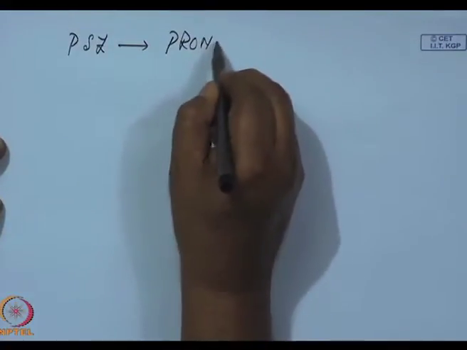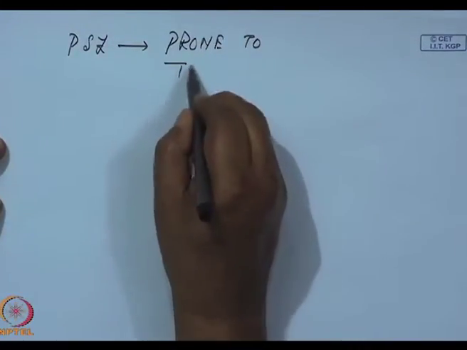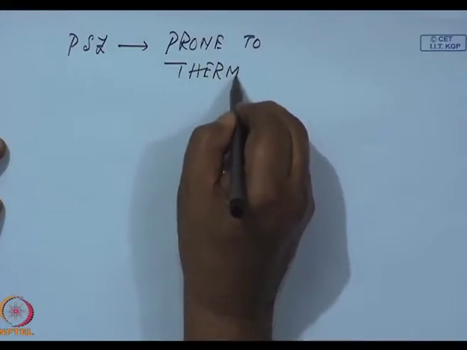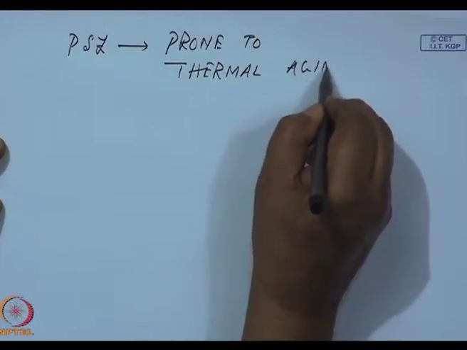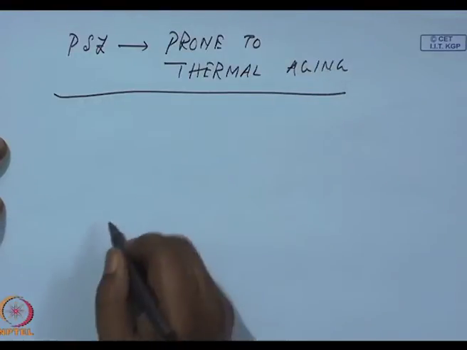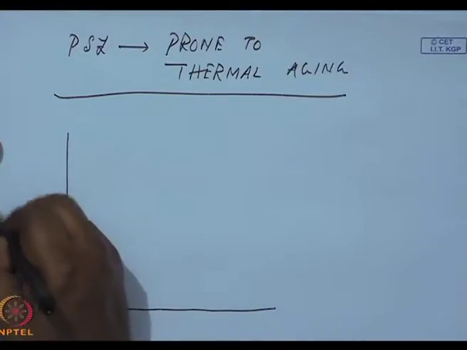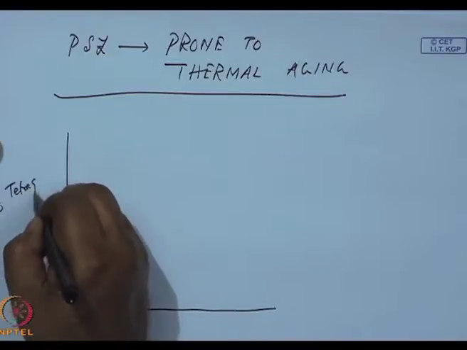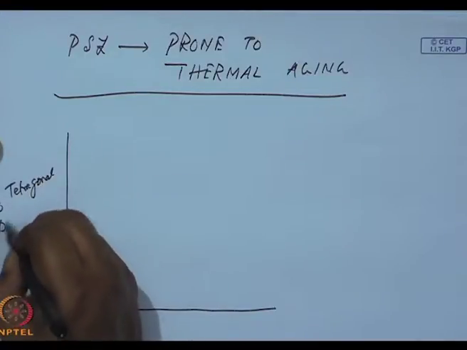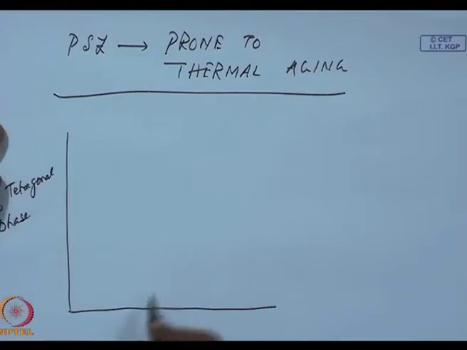As I said, these partially stabilized zirconias are also prone to thermal aging. Let us look at a diagram. This is the percentage tetragonal phase and temperature is over here. Let us say this is 600.